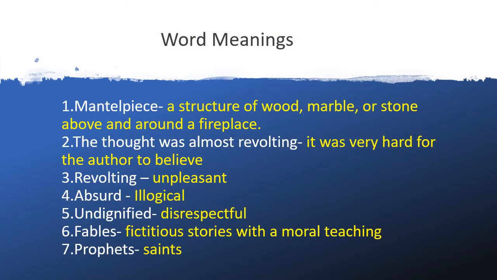Before beginning, there are some word meanings which are important to be noted. Mantel base is a structure of wood, marble, or stone above and around a fireplace. The thought was almost revolting, means it was very, very hard for the author to believe. Revolting means unpleasant, absurd means illogical, undignified means disrespectful, fables means fictitious stories with a moral teaching, and prophets means religious preachers or saints.